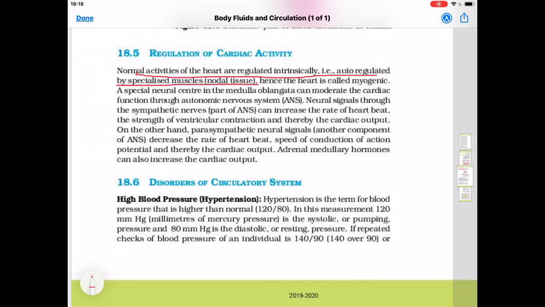A special neural center in the medulla oblongata can moderate the cardiac functions through the autonomous nervous system. In the medulla oblongata also some nervous tissue is present, that is the autonomous nervous system, which regulates the cardiac activities, some heart functions. Neural signals through the sympathetic nerves, part of the ANS, can increase the rate of heartbeat.